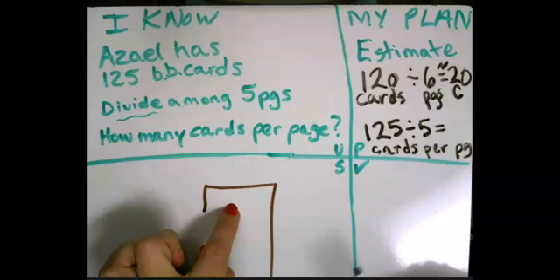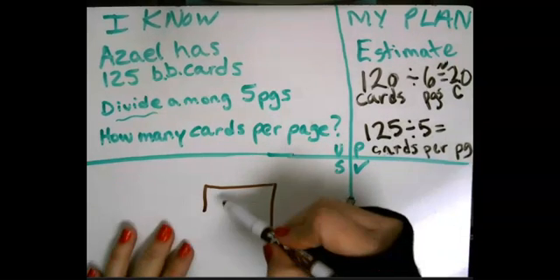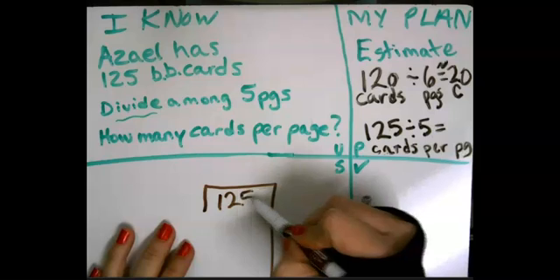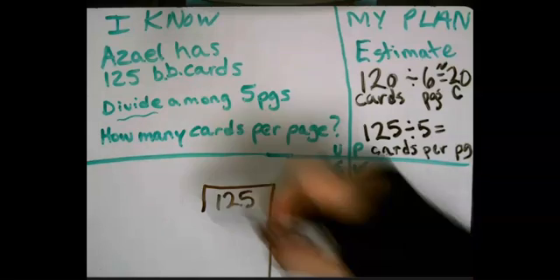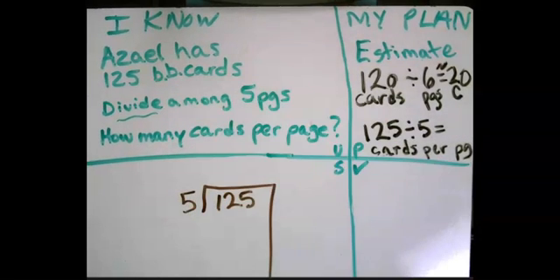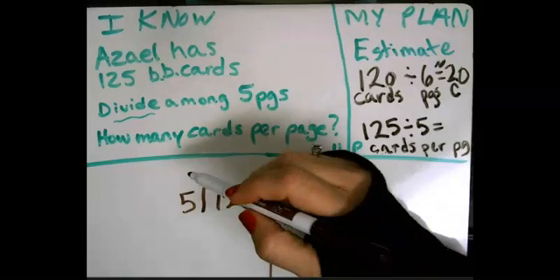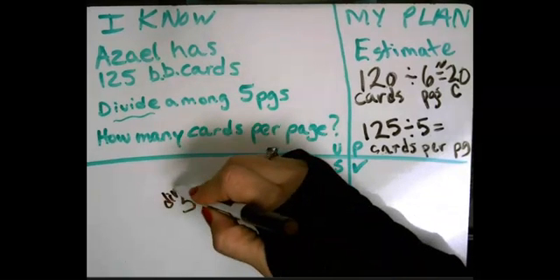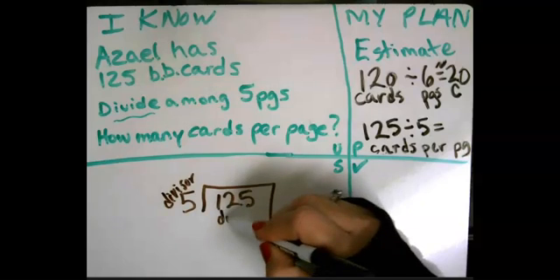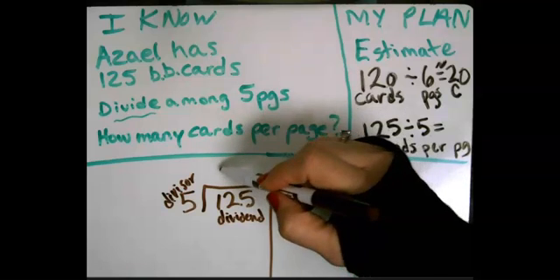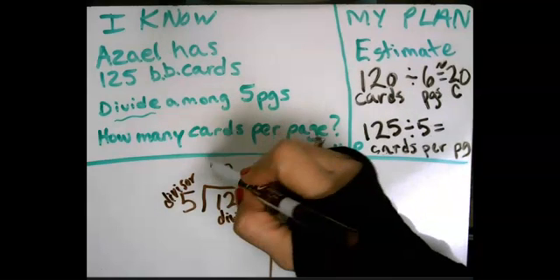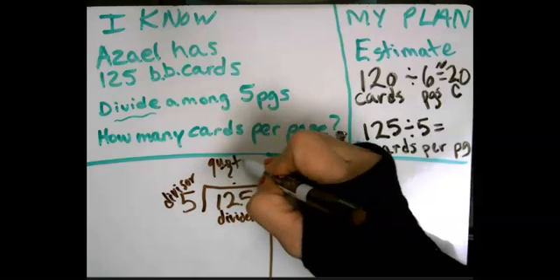We're putting the large number that's to be divided under the roof. To the left, we're putting the number that we're dividing by. Do you remember the fancy math words for these? Okay, so this is the divisor, and this is the dividend. And then of course our answer, we don't know it right now, but our answer will be the quotient. Okay.